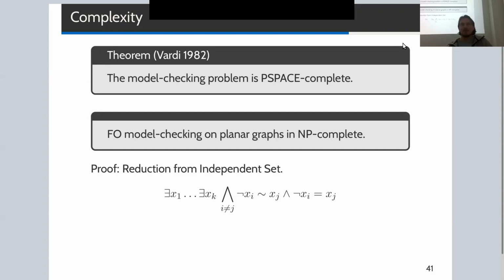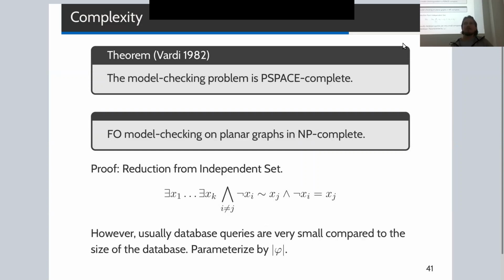If you reduce from independent set, then you can write down a formula that expresses that the graph has an independent set of size k. And if you could evaluate it in polynomial time independent of k, then of course you would solve independent set on planar graphs. So we can't really hope to evaluate very long formulas.